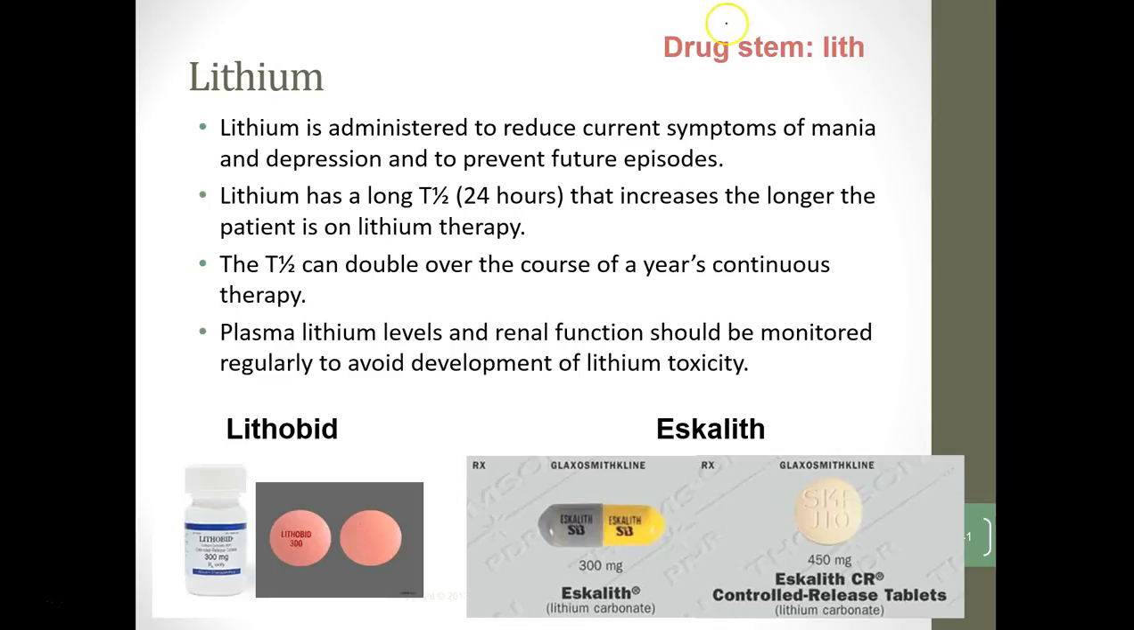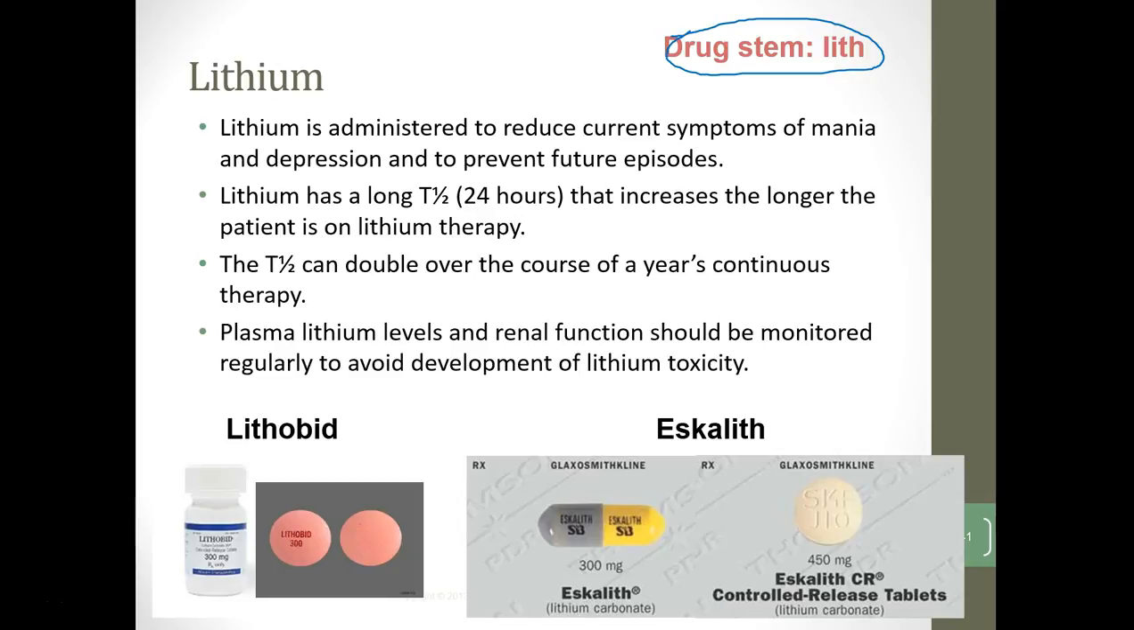Lithium, we have the drug stem, lith, in the brand names, so that helps us identify it. Lithium is administered to reduce current symptoms of mania and depression and prevent future episodes. So lithium is given when someone has the bipolar manic component. Lithium has a long half-life and increases the longer the patient takes the lithium, so it builds up in their body. Lithium is absorbed rapidly from the GI tract and gives it a rapid onset of action, and it's basically excreted unchanged in the urine.